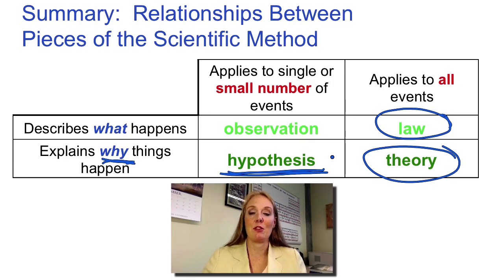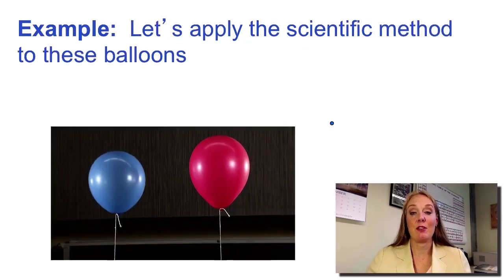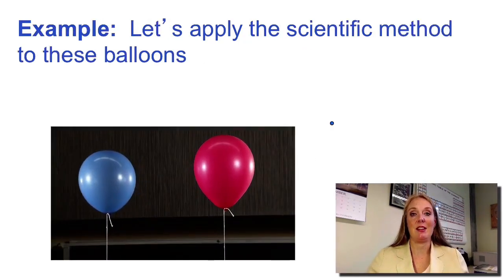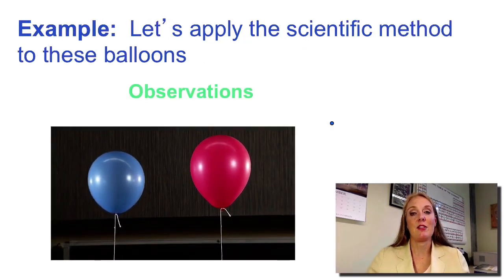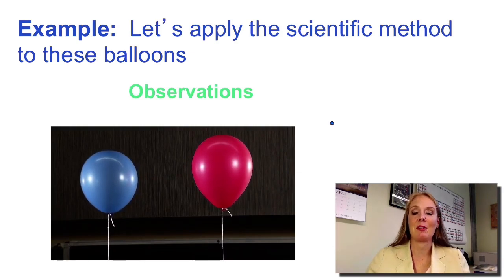The same can be said about the relationship between an observation and a law. An observation describes what happens in the moment, where a law describes what happens all the time. Let's apply what we've learned about the scientific method to these balloons. The first thing I'd like you to do is make some observations about these balloons.